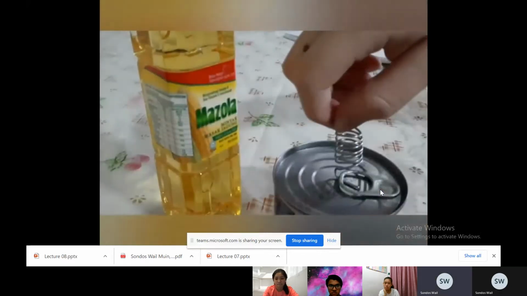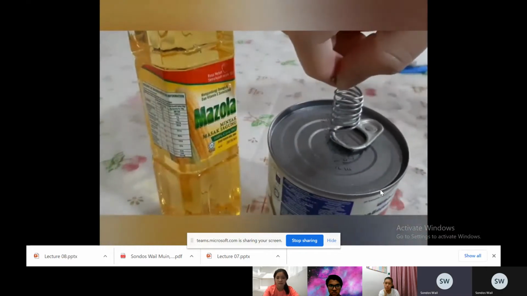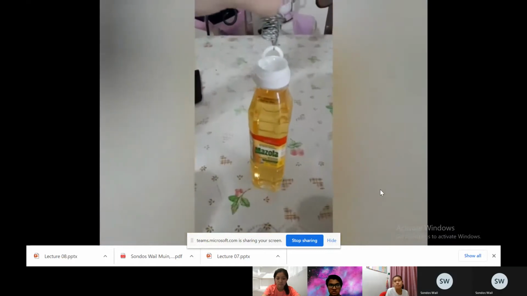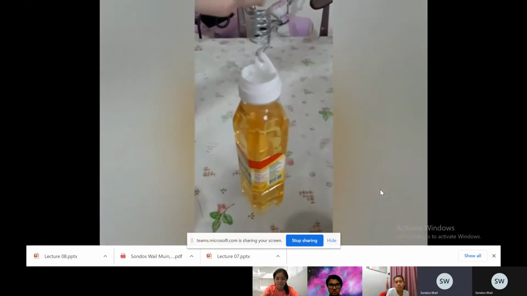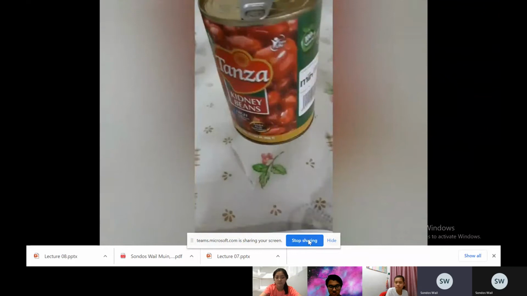For the second string, also 0 extension. I think because the weight was too small, that's why. In here, it's 0.5 centimeter extension. For the last one, it is 0.3 centimeters. And that's all. Thank you.